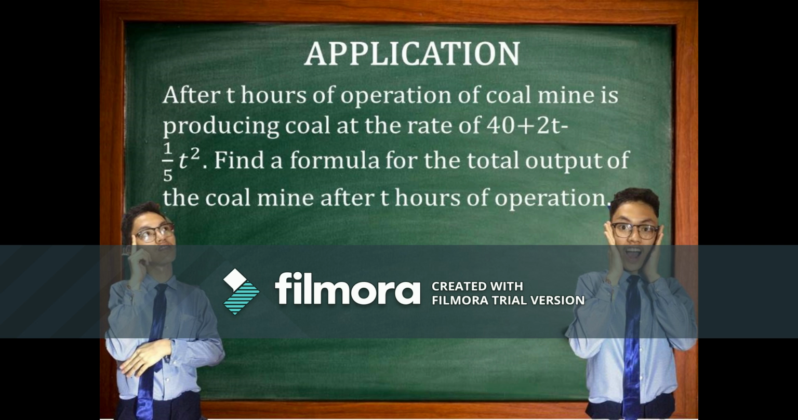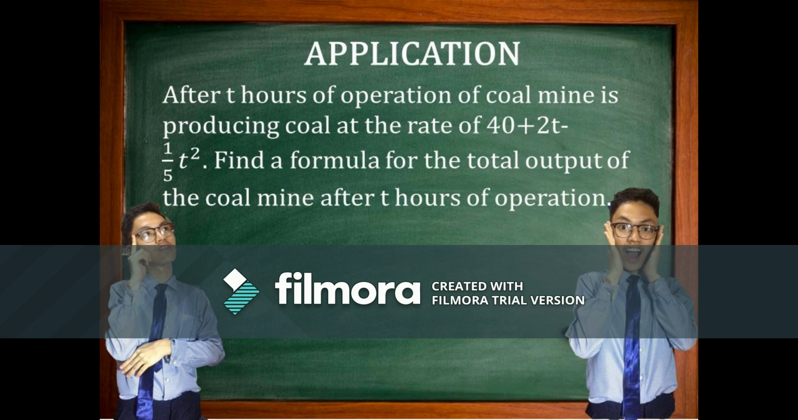Let's have the second problem. After t hours of operation, a coal mine is producing coal at the rate of 40 plus 2t minus 1 over 5 t squared. Find the formula for the total output of the coal mine after t hours of operation.